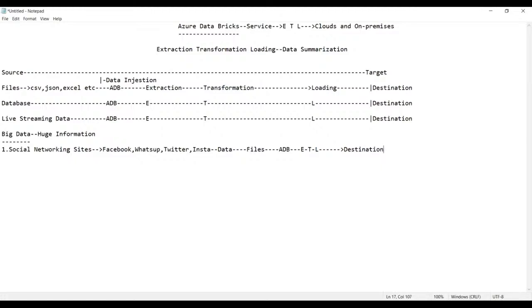Getting my point? Loading the data into the destination. Finally, the data will be loaded into the destination. Okay, guys, everyone, am I audible to everyone or not? Yes, sir.